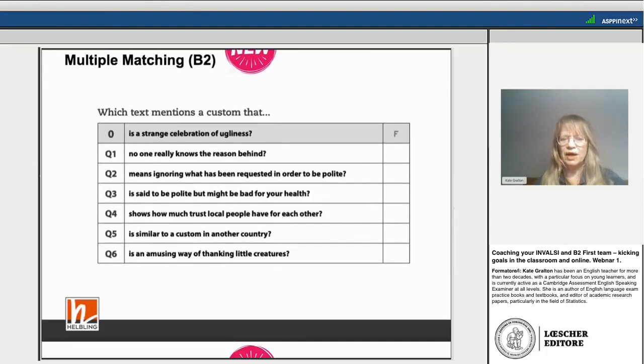So we need to work out which text this is referring to. So F, the 0 one, has already been done. So no one really knows the reason behind.